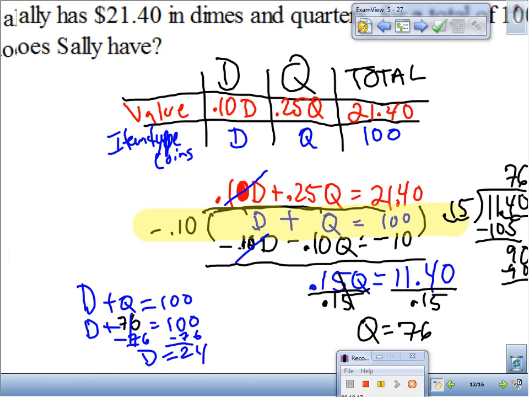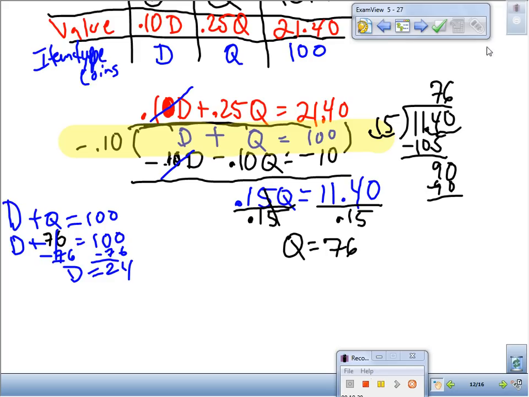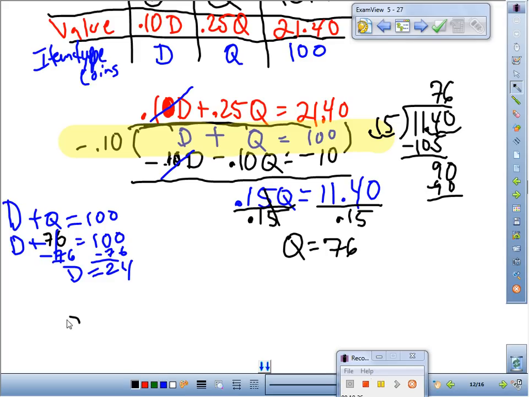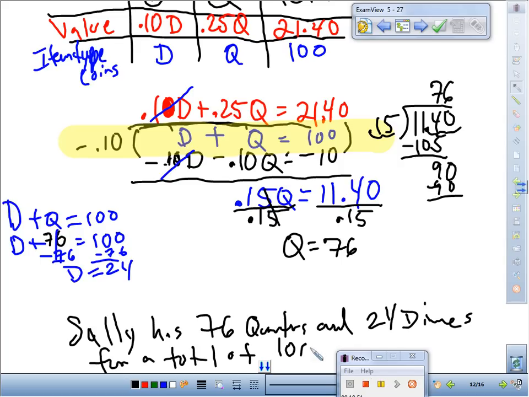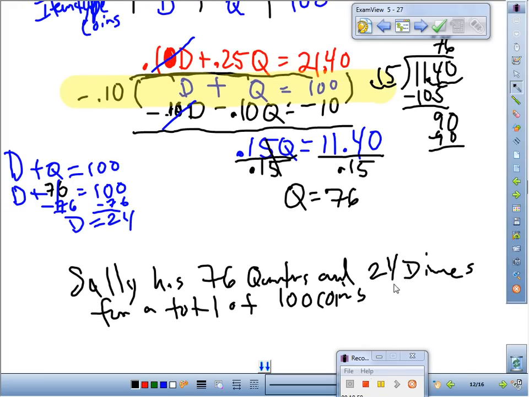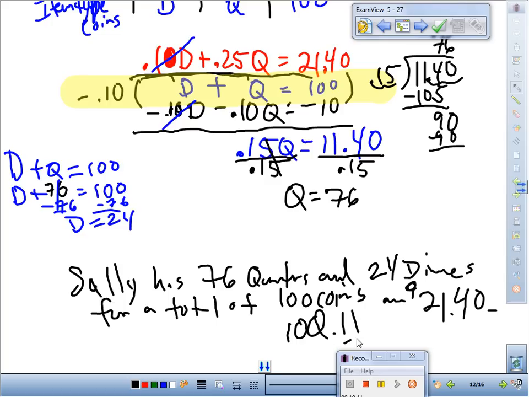So, the question was, how many of each kind of coin does Sally have? So our statement would be what? Sally has 76 quarters and 24 dimes for a total of 100 coins. And hold on, I'm not done. And $21.40. But it is not all the way. Okay, let's go to number 6.